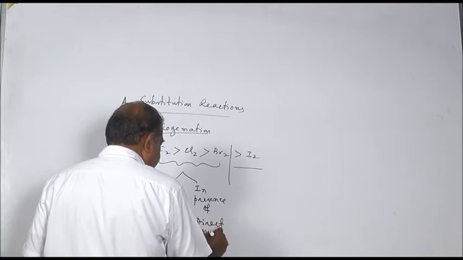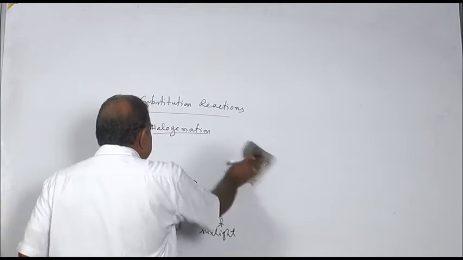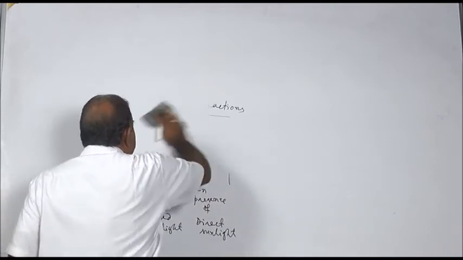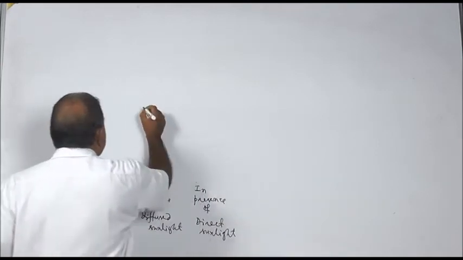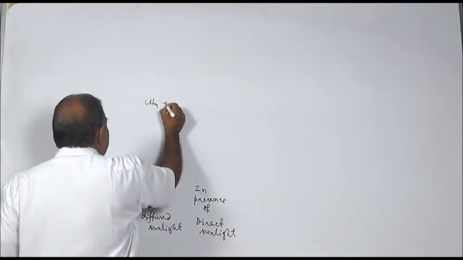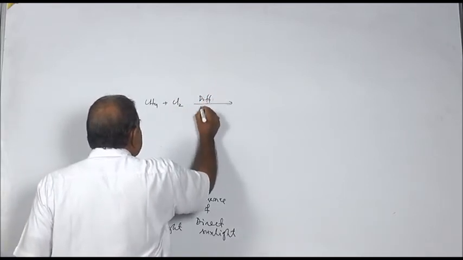Direct sunlight is outside the room. So now let me start with the reaction of halogens in presence of diffuse sunlight. We will take, say, methane with chlorine in presence of diffused sunlight.